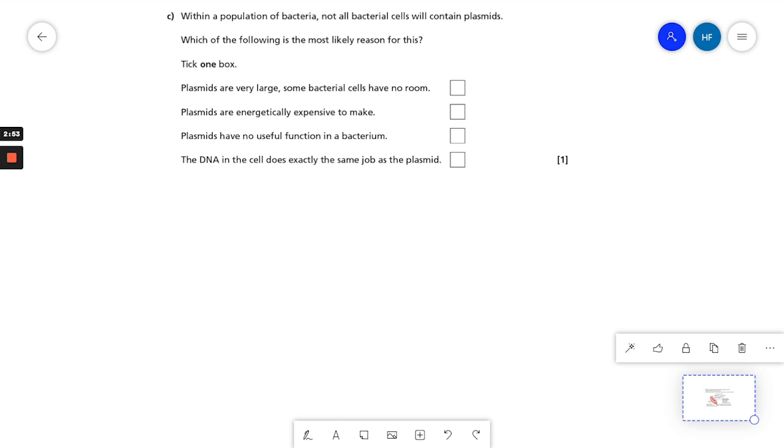The third statement is plasmids have no useful function in a bacterium. We know this is not true. As we've already mentioned, one of the benefits of plasmids is that they can give bacteria a competitive advantage by providing antibiotic resistance.